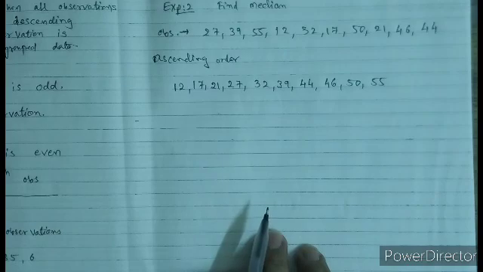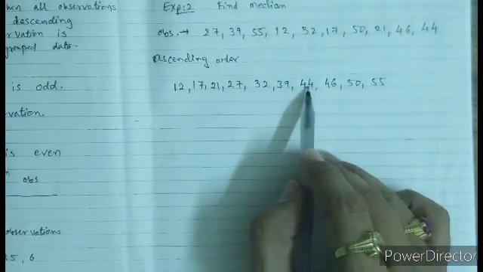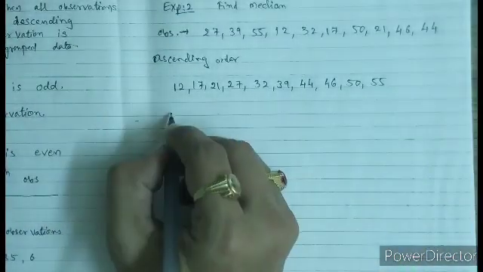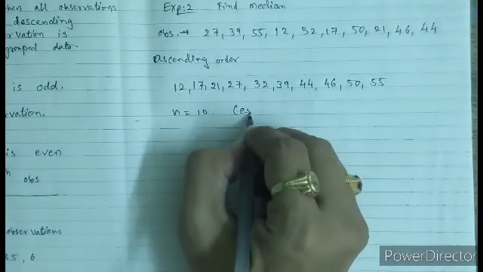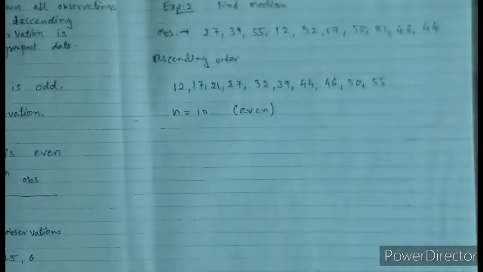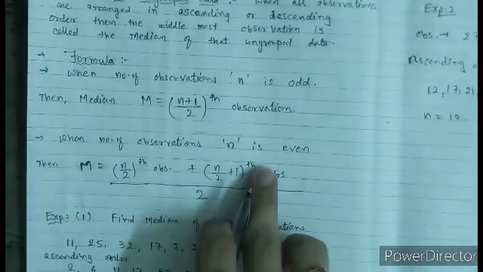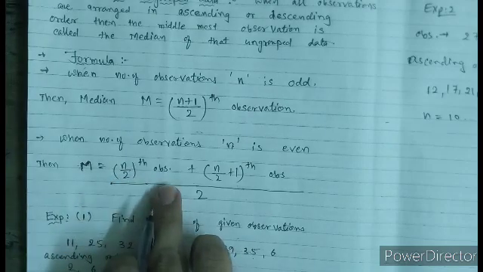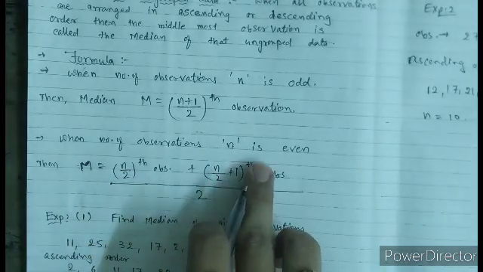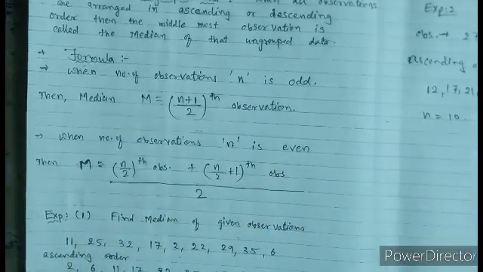Now to find the median, first of all, we have to check the number of observations. It is 1, 2, 3, 4, 5, 6, 7, 8, 9, 10. So here the number of observations n is 10. We know that it is an even number. Now we know that when n is an even number, the formula to find median is (n by 2)th observation plus (n by 2 plus 1)th observation, divided by 2. We will use this formula here.